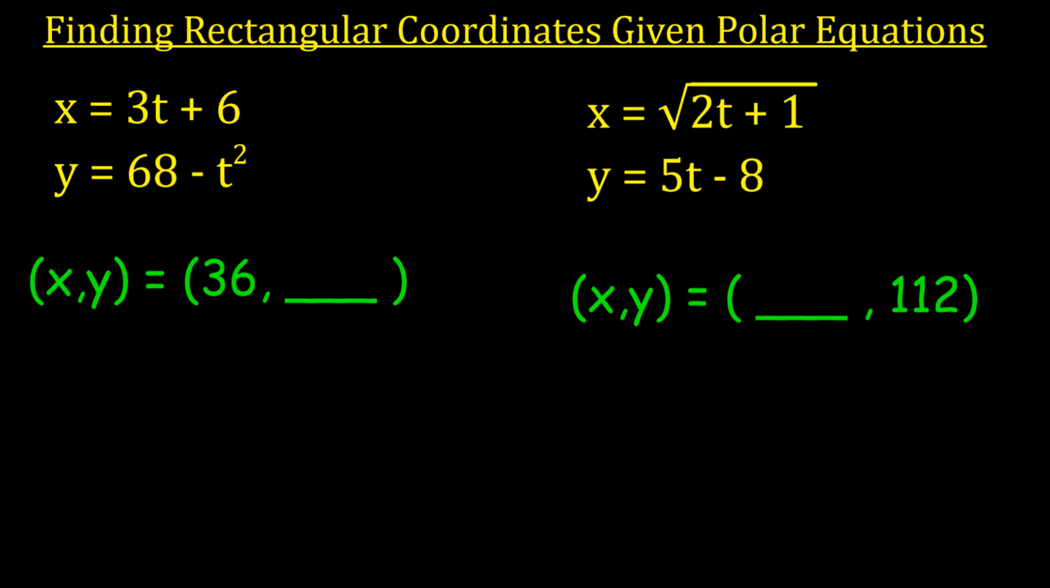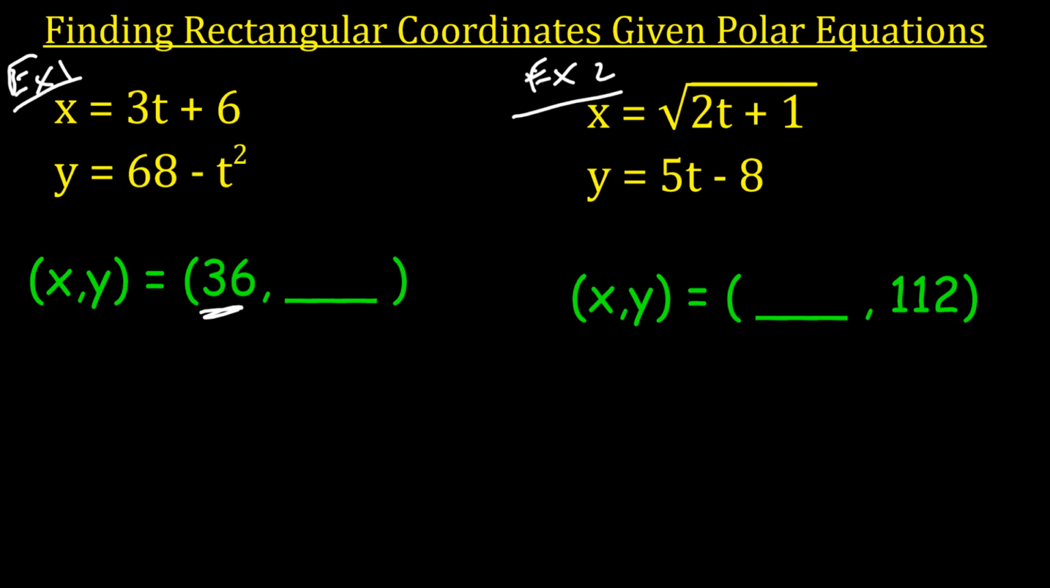All right, we're going to talk about finding rectangular coordinates given polar equations. So what we've got is two different examples. We'll call this one example 1, this one example 2. We're given two polar equations, an x and a y equation, and then we're given a coordinate. In the first example, we're told that x is 36, and we need to figure out the y.